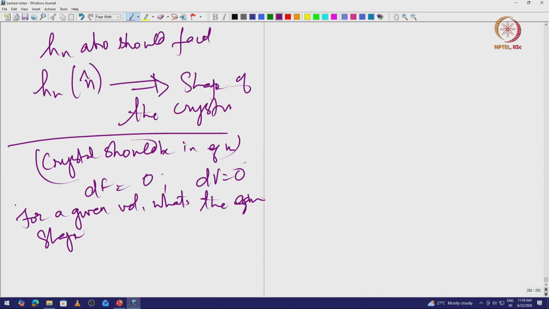For an isotropic material, that is a sphere. But I am saying for anisotropic material, what is it?